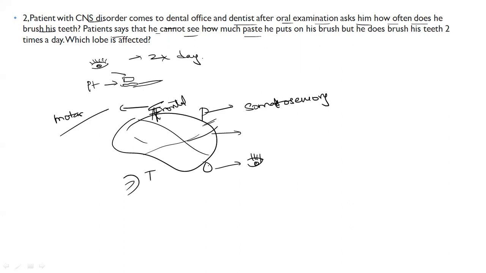You are able to see things, like if there's a vehicle coming in front of you, you're able to see it because of occipital lobe functioning. Then you're able to hear well, that happens because of temporal lobe functioning. So here the patient is not able to see properly, which means there is a defect in the occipital lobe. So the answer is occipital lobe.